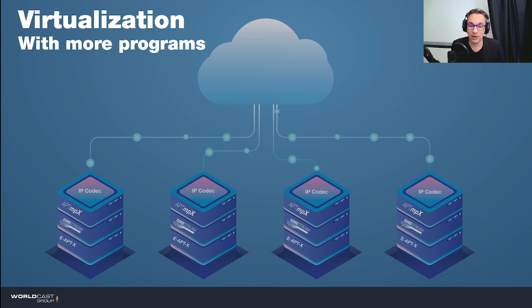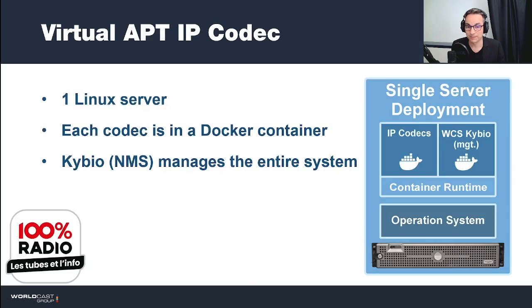This is where we can have several codecs in the same server. In this case, we have a Linux server where each codec is in its own Docker container, and we use Kibio, our NMS, to manage the entire system. So this is the basic virtual APT IP codec solution. If you have multiple programs, it's really perfect.